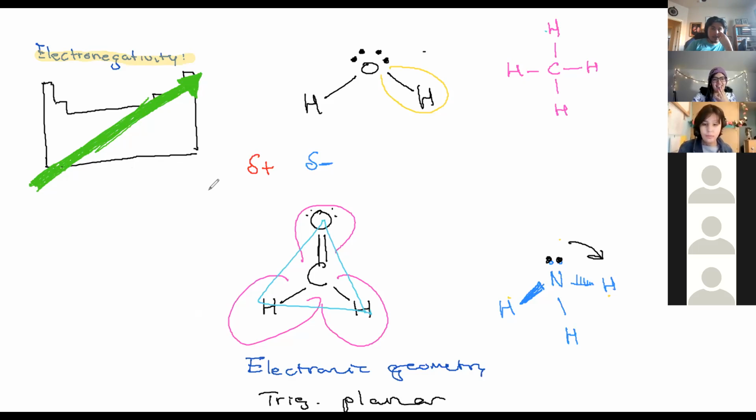The pull of the electrons towards the nucleus. Could you say that a little bit louder? The pull of the electrons towards the nucleus. Is that what you said? Yeah. It is pull of electrons, but not towards the nucleus. You're really close. It does have to do with pulling electrons, but pulling electrons where?